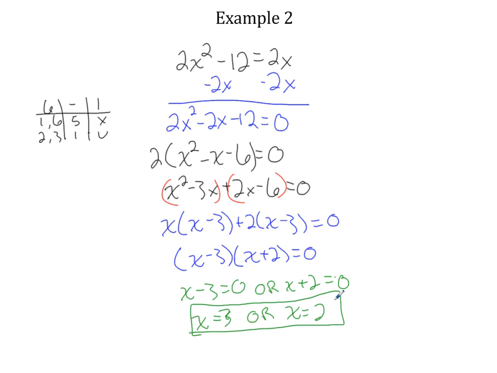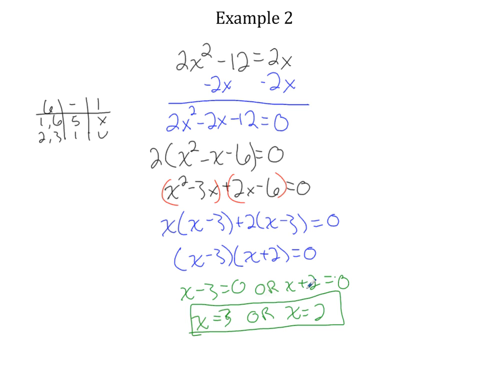And so if we plug those back in to our original equation, 3 squared is 9, 9 times 2 is 18, 18 minus 12 is 6, 2 times 3 is 6, so that is true. Those two things are equal. If we plug in 2, 2 squared is 4, 4 times 2 is 8, 8 minus 12 is negative 4.